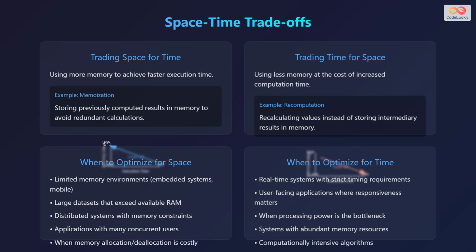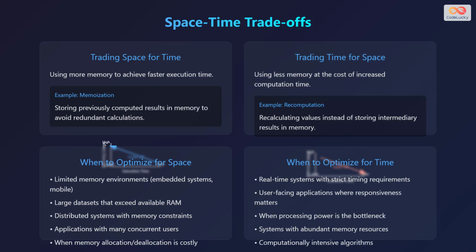Another common trade-off is trading time for space. This is where we use less memory at the cost of increased computation time. For example, recomputation involves recalculating values instead of storing intermediary results in memory.